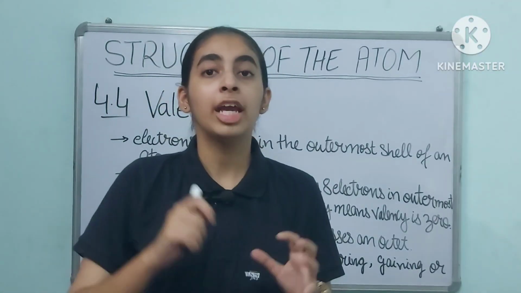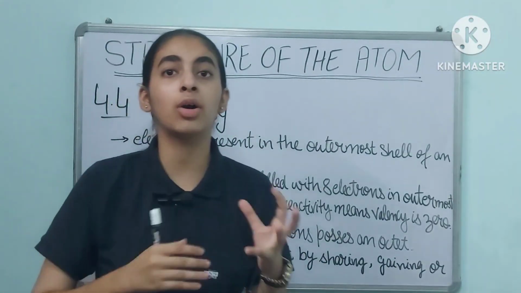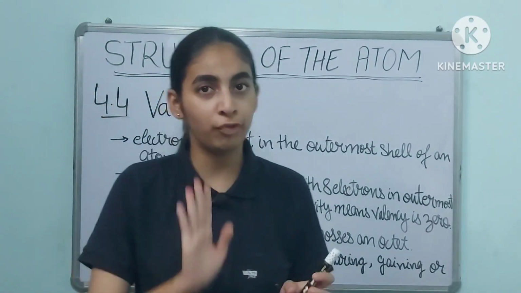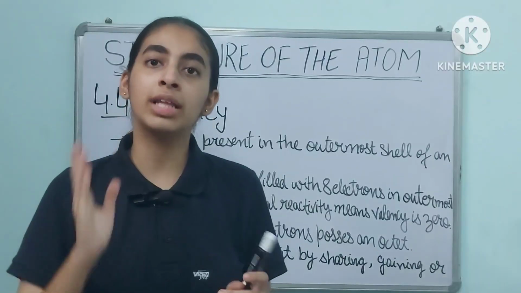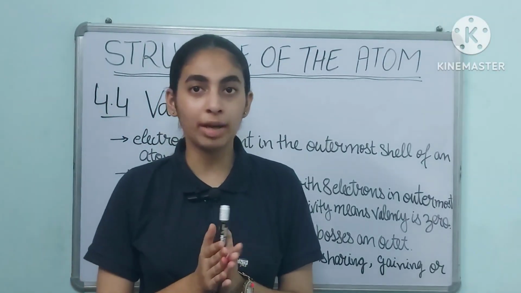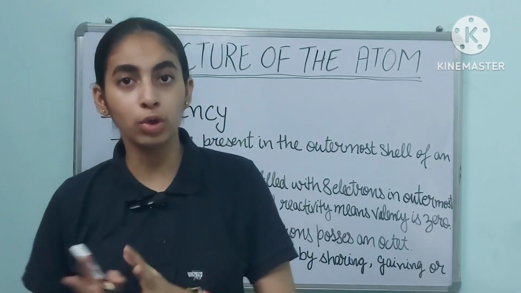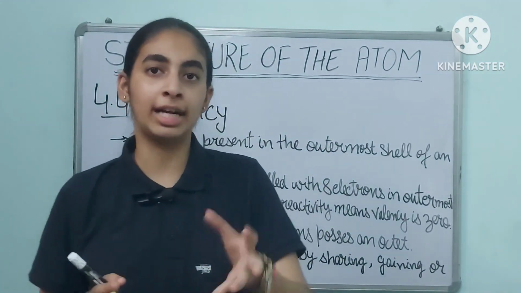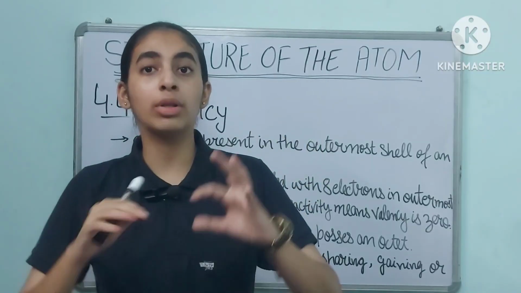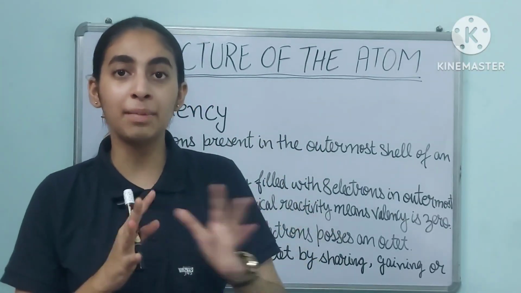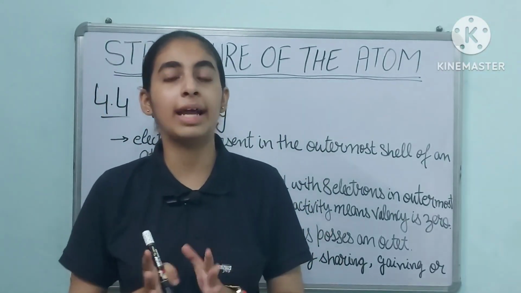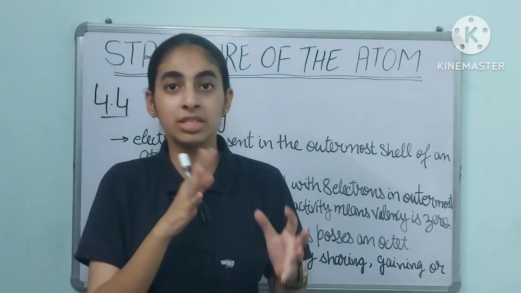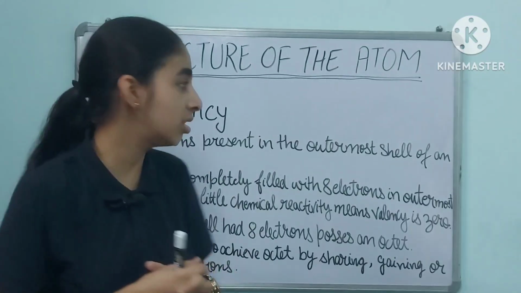For example, helium. Helium has 2 electrons, and if you are going to fill the electrons in the energy levels, they will go in the K shell. That means 2 electrons will be filled in the K shell, which is the outermost shell. The K shell has the capacity of holding up to 2 electrons, and helium has only 2 electrons, so the outermost shell is completely filled. The helium atom is filled with its electrons, so its valency will be 0. You can see that helium's valency is 0. Its combining capacity, you can say, is 0.